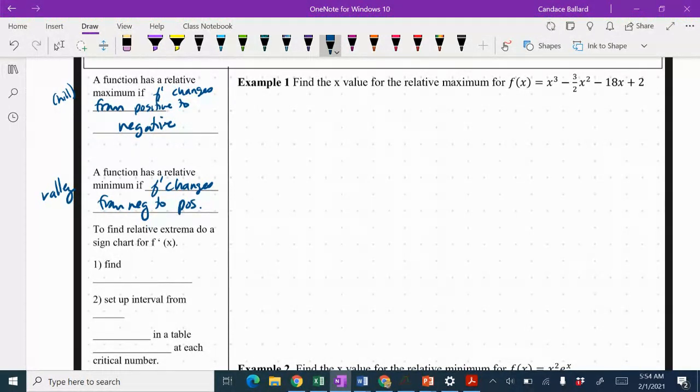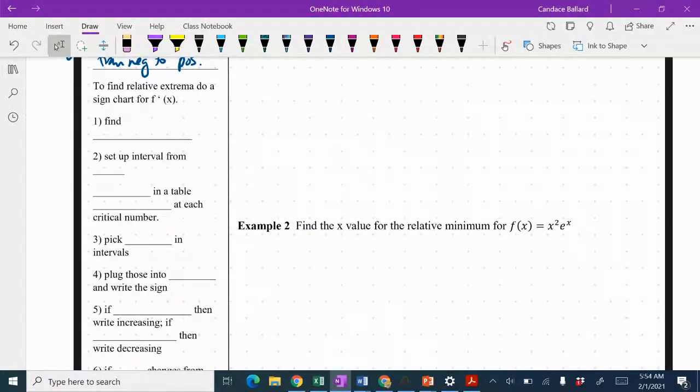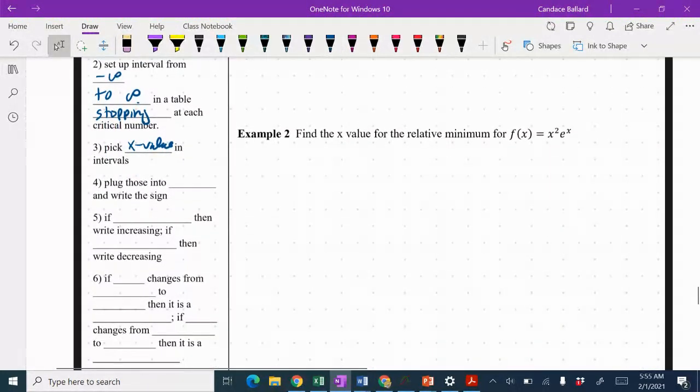All right, to find the relative extrema, do a sign chart for f prime, that's the f prime of x. So start the same steps we did before. Find a critical number. Set up an interval from negative infinity to infinity in a table, stopping at each critical number. Pick an x value in the intervals. Plug those into your most simplified f prime and write the sign. If it's positive, you write that it's increasing. If it's negative, you write that it's decreasing.